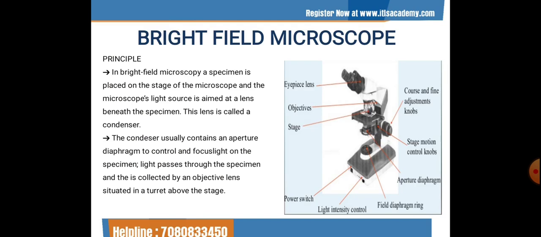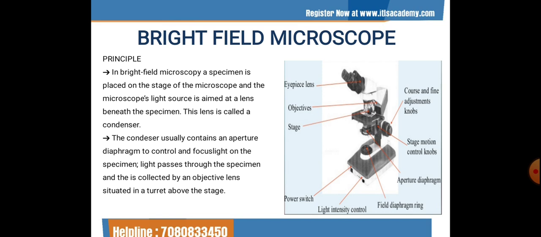Okay, let's move on to the next microscope, that is based on the optical system, the bright field microscope. Bright field microscope is mainly based on the principle that a specimen is placed on the stage of the microscope and the microscope's light source is aimed at a lens beneath the specimen. This lens is called a condenser. The condenser usually contains an aperture diaphragm to control the focus of light on the specimen.